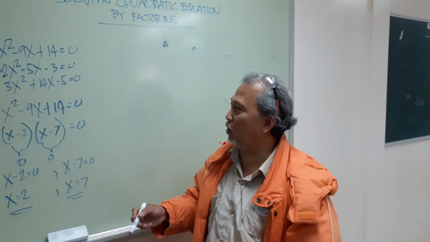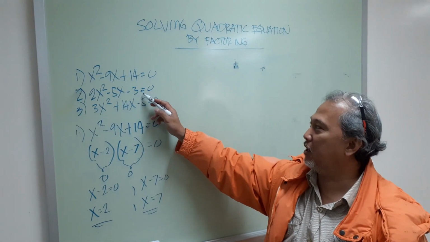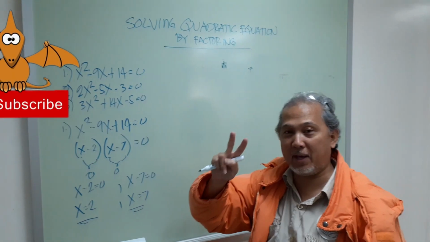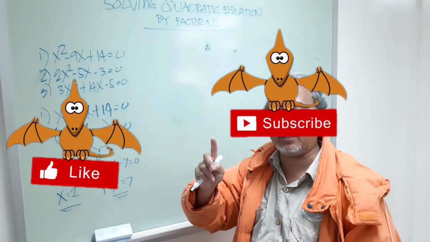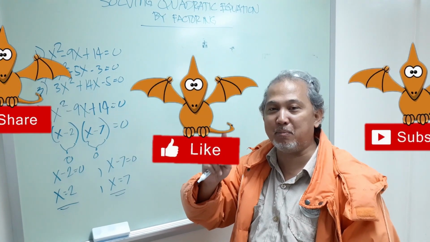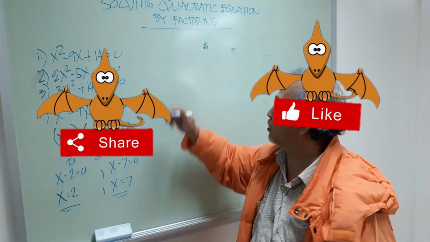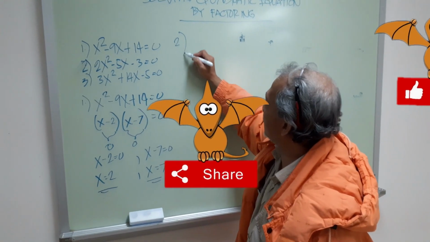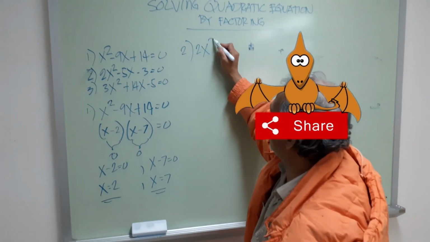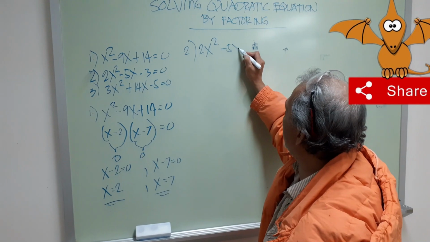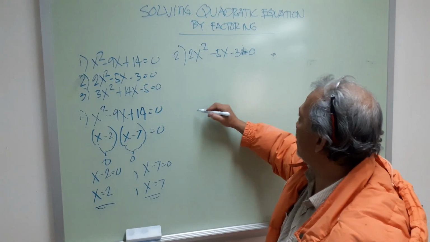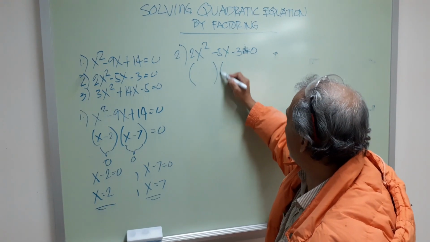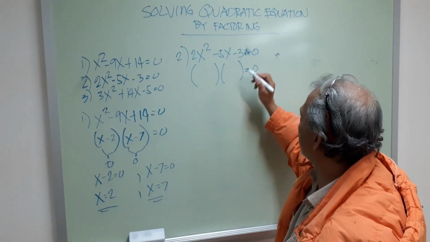Now we'll go to solve our number 2 equation using two methods. First, by trial and error, and second, by the magic X method or the X method. So number 2 is 2x squared minus 5x minus 3 equals 0. So let's factor this one and equate to 0.